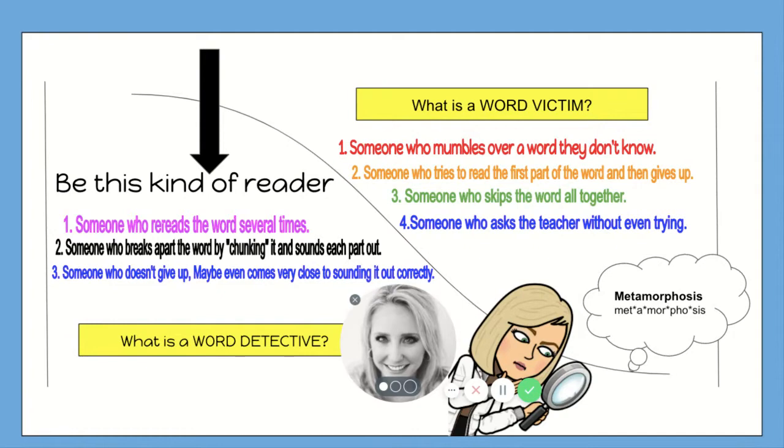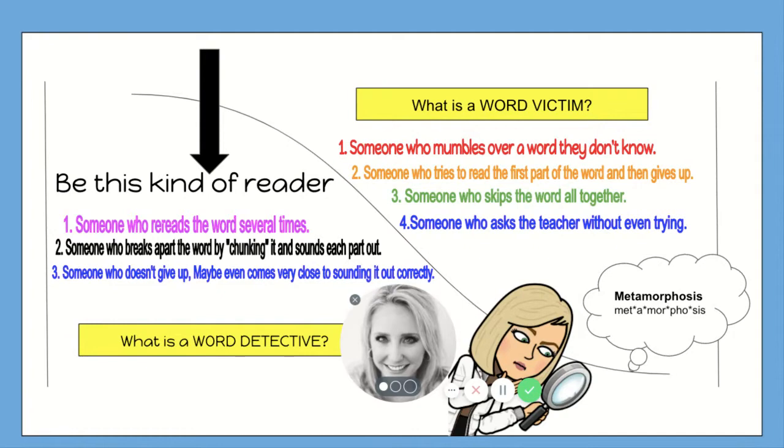A word victim, sometimes they're the mumbler and they mumble over a word that they don't know. And we do it because we're intimidated. We do it because we don't know. We're not doing it because we're a bad reader. Sometimes it's just hard. But there are strategies to break apart and pull apart different parts of a word. And so we're going to get into that on the word detective side. So don't be a mumbler.